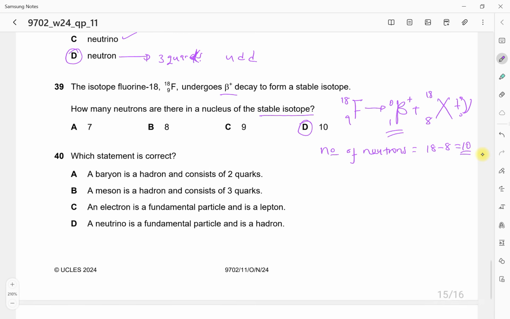And lastly, which statement is correct? A baryon is a hadron, which is true, and consists of 2 quarks. No, baryons are made up of 3 quarks. A meson is a hadron, which is true, and consists of 3 quarks, which is not true. A meson is made up of a quark plus an antiquark. An electron is a fundamental particle, which is true, and is also a lepton, which is also true. An electron is fundamental, it can't be broken down, and it is also a lepton, so the answer is C.